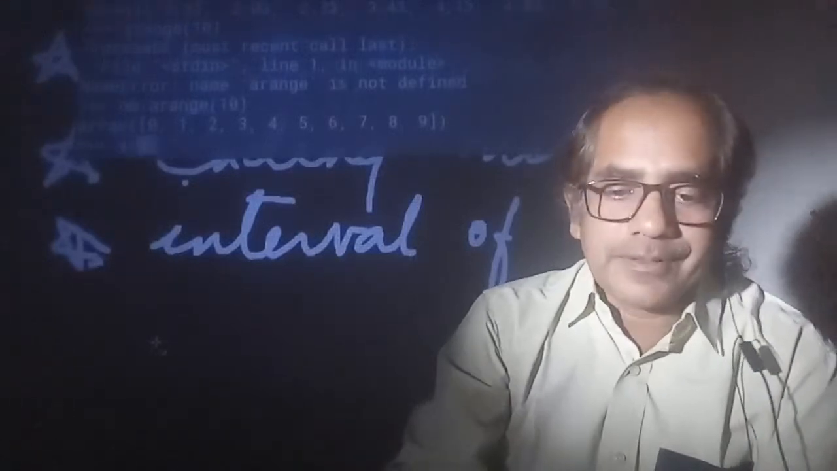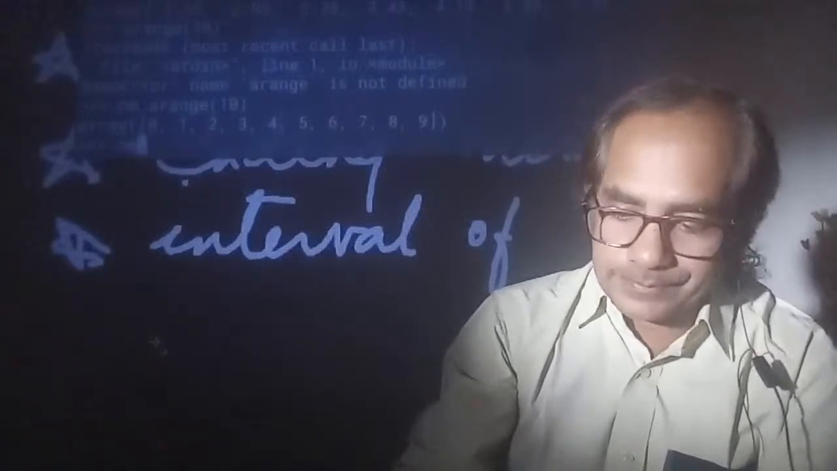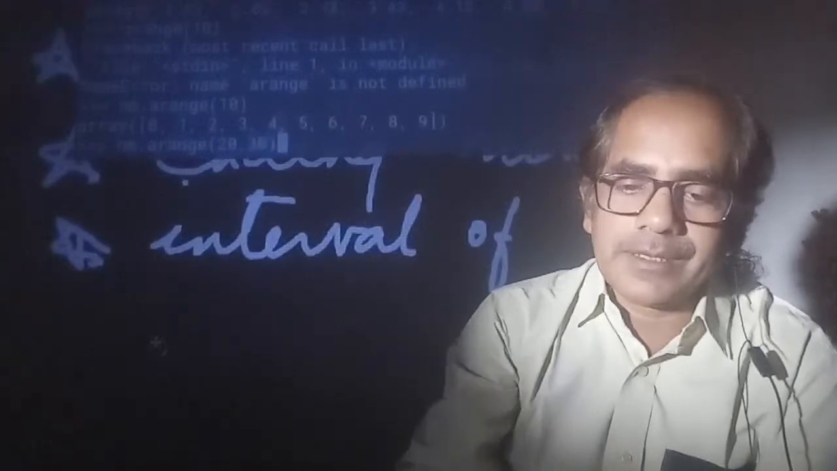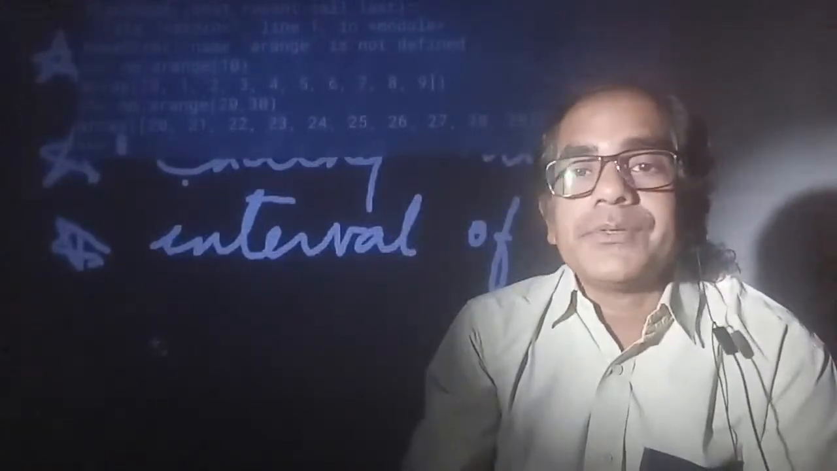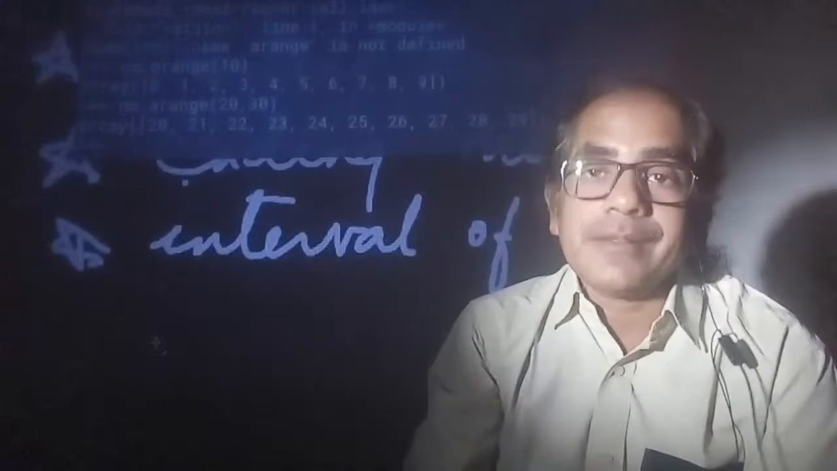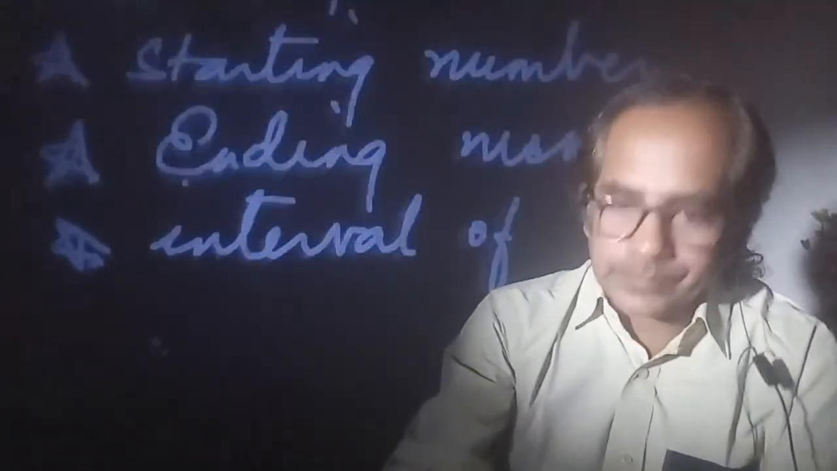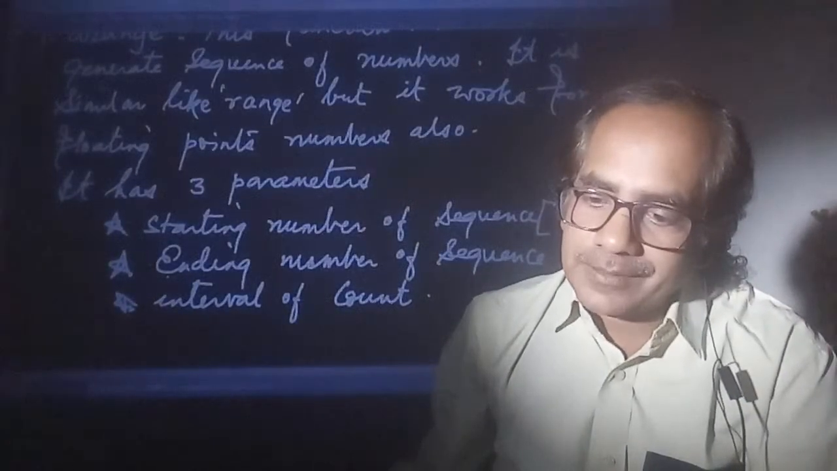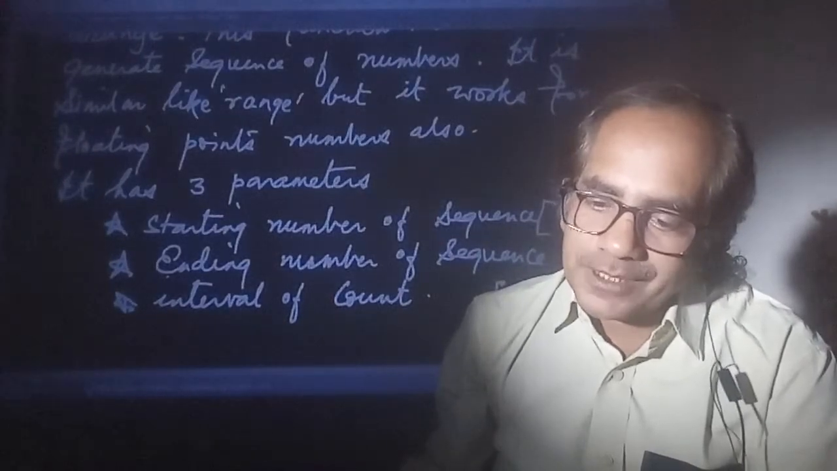Suppose you give a range, again I write np.arange(20, 30). Then the numbers between 20 and 30 have come as an array. So on this basis you can conclude that this is optional and this is optional.